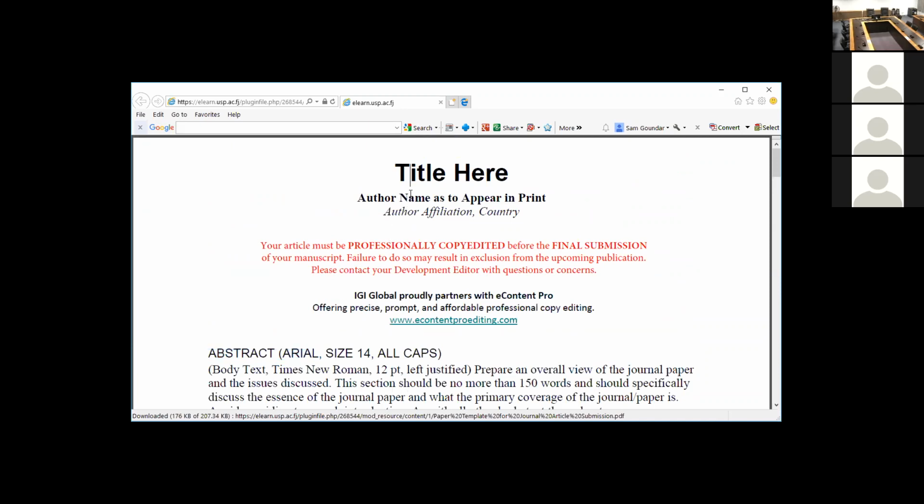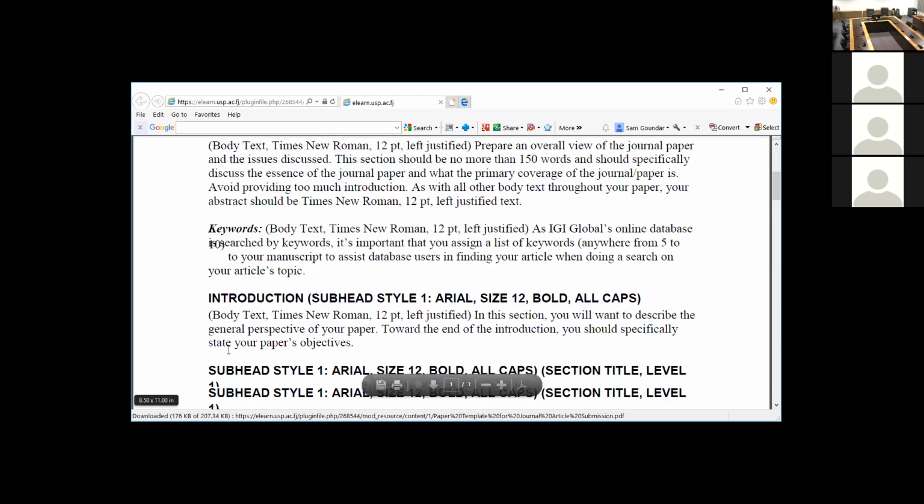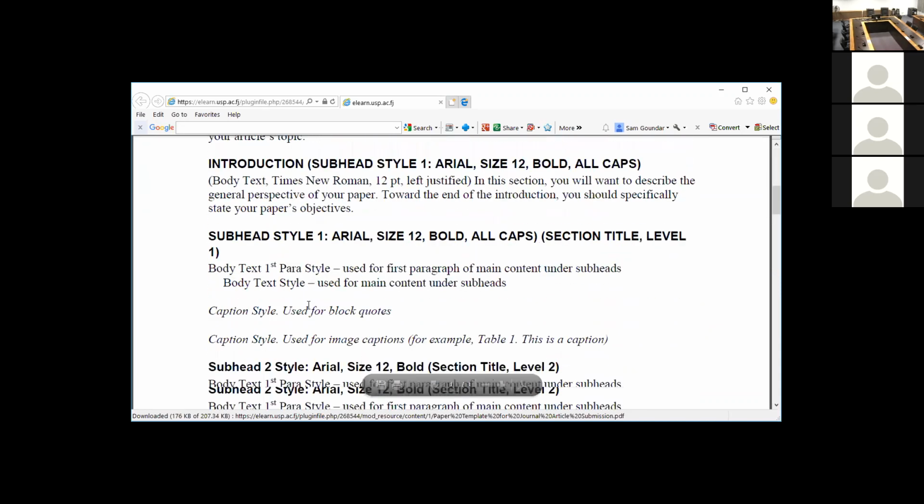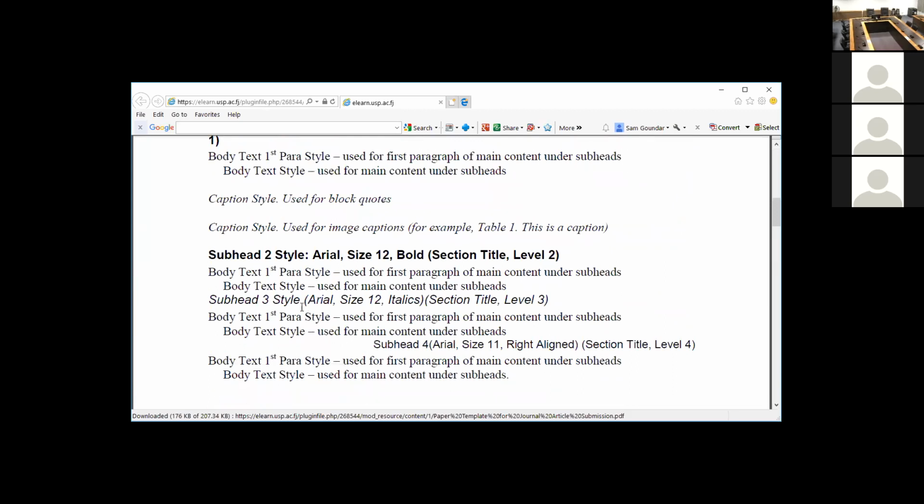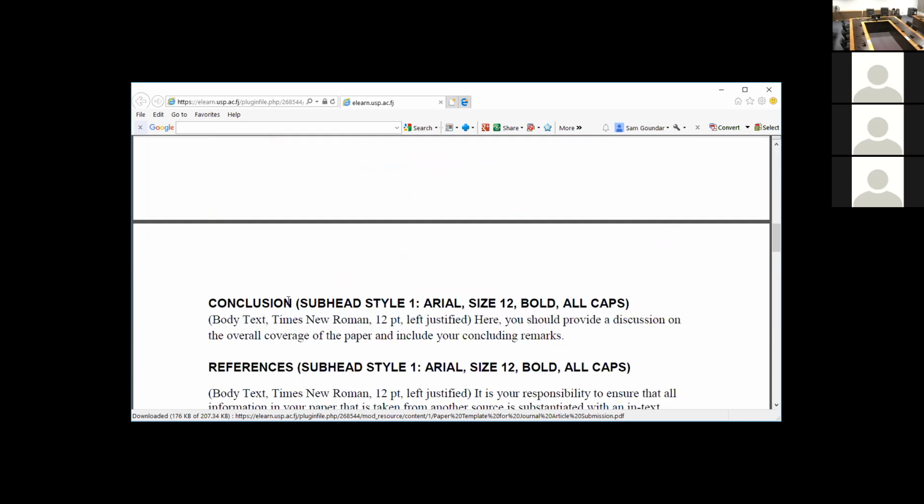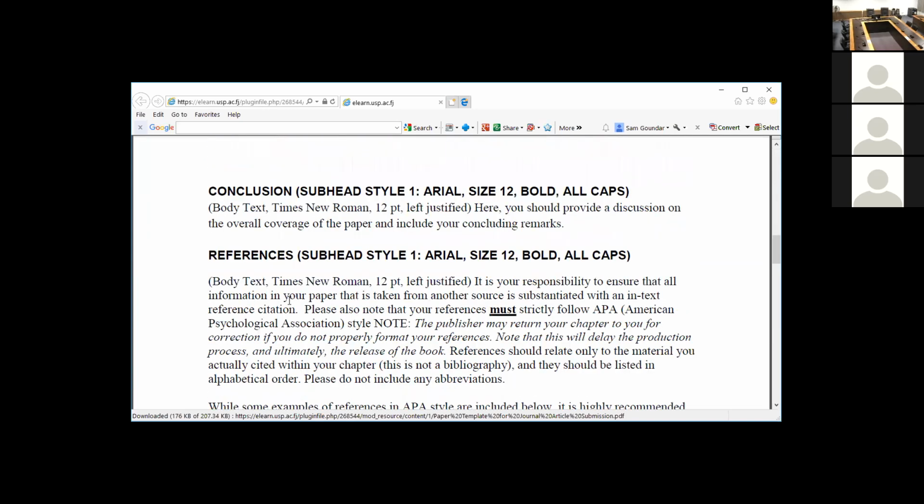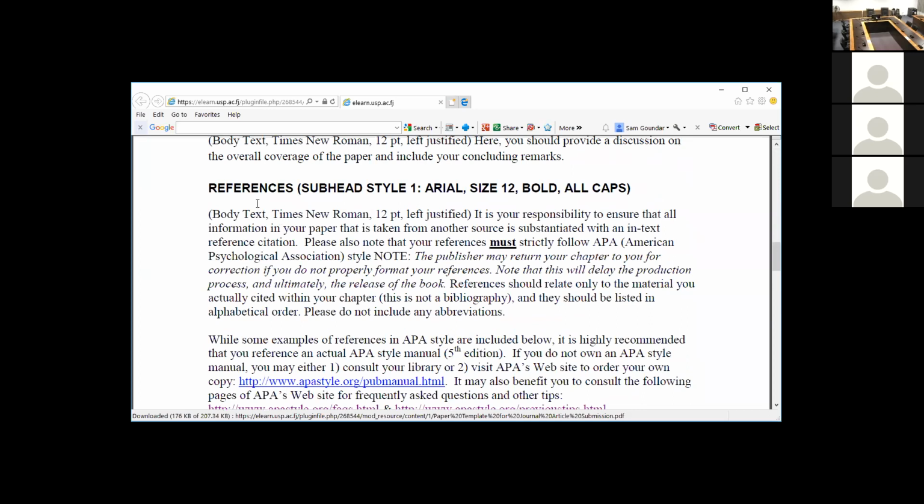title, author name, then abstract and subheadings, and whatever is within that, subheadings, level 2, level 3, going on. Then you come down to references. Again, the heading is that, but the rest is Times New Roman, left justified.